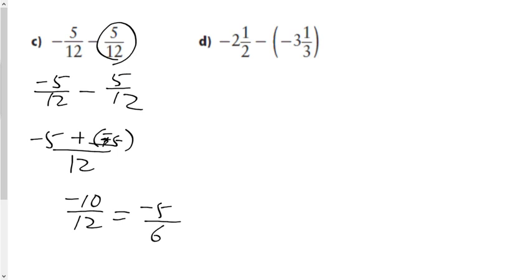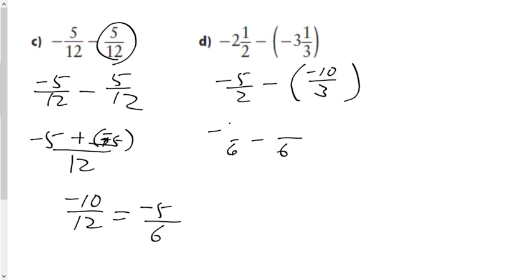All right. The next question says negative 2.5 take away negative 3 1/3. Convert them first to improper fractions, is the easiest way to do it. Take away negative 10/3, just like that. Common denominator will be 6. First multiple they share. That's going to be negative 15/6 and negative 20/6.